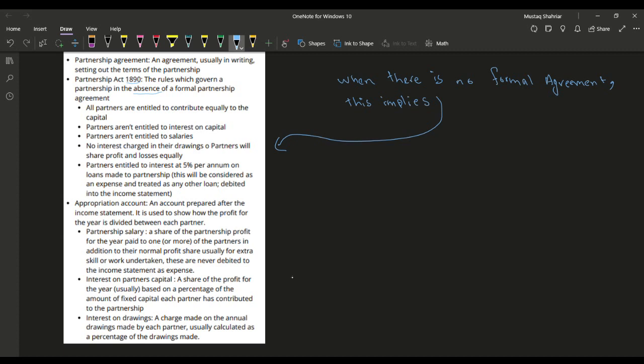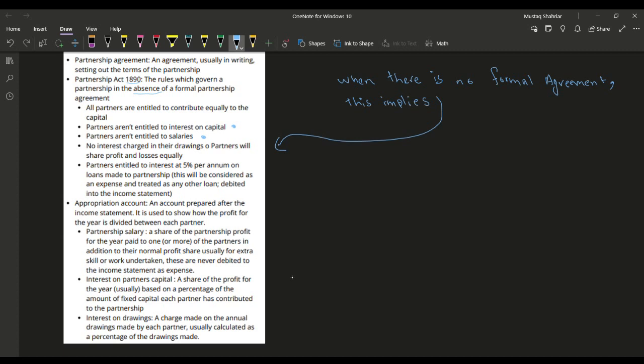So all partners are entitled to contribute equally to the capital. So all partners need to contribute equally, like they need to have equal capital amounts or equal shares. Partners are not entitled to interest on capital. Partners are not entitled to salaries. No interest is charged on their drawings.